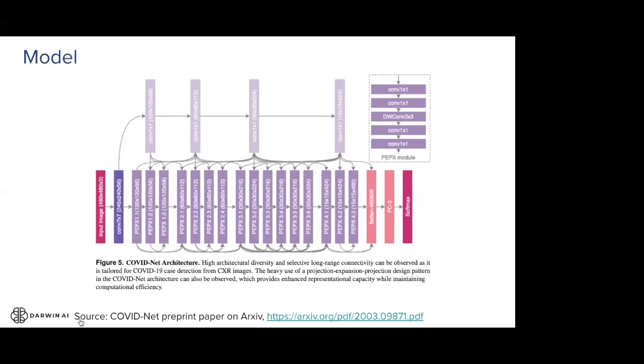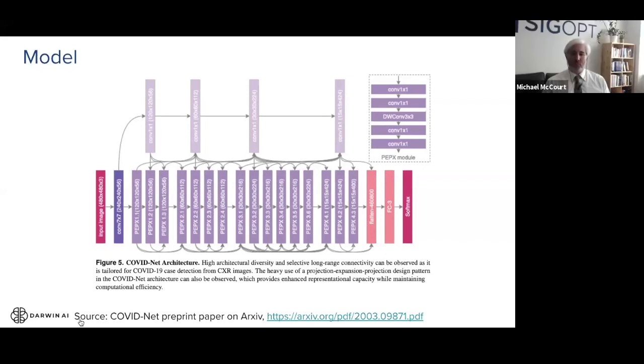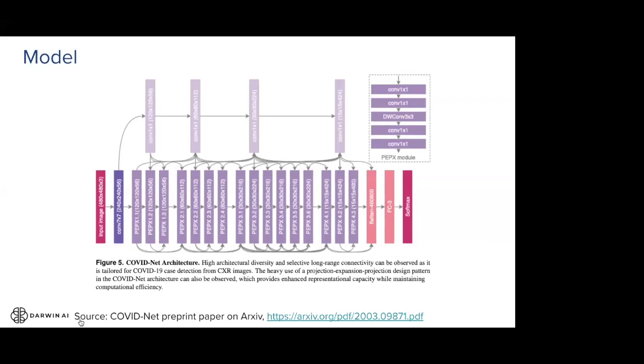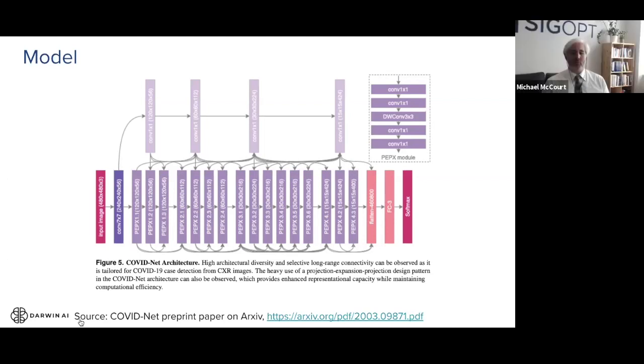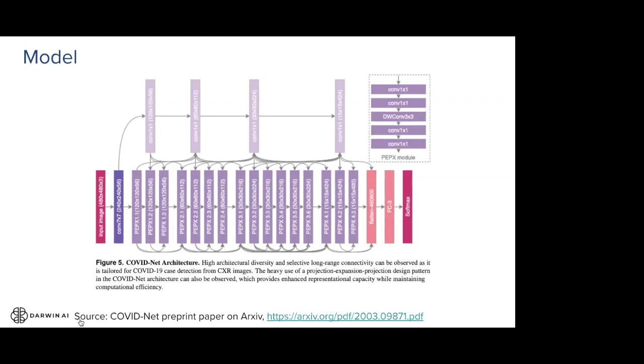What you see from this architecture are a couple of interesting points. One is that there's actually a very high architectural diversity, so it's quite tailored for this particular task of COVID-19 detection. The other key thing is that it was able to create a brand new type of module, which we call a PEPX module design pattern, largely comprised of point-wise convolutions as well as depth-wise convolutions, which are very quick from a calculation perspective, so low computational complexity, but this particular combination allows it to have high representational power.